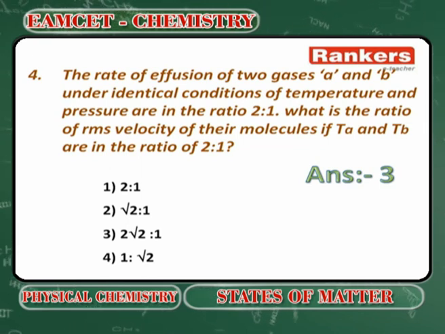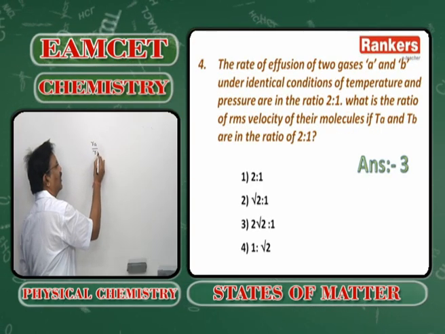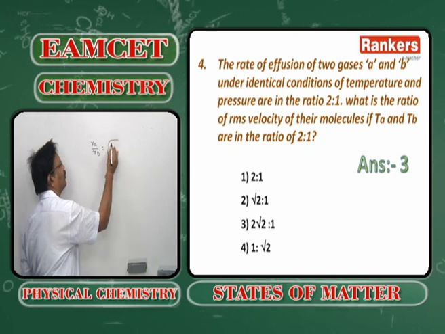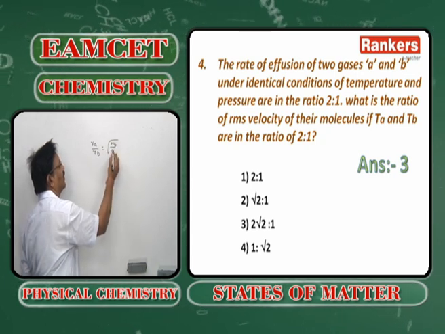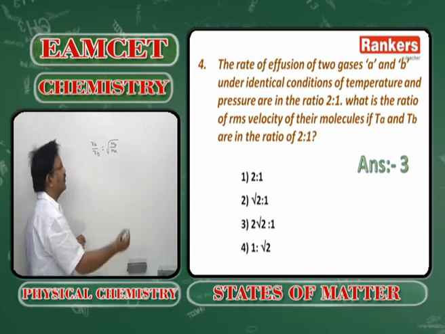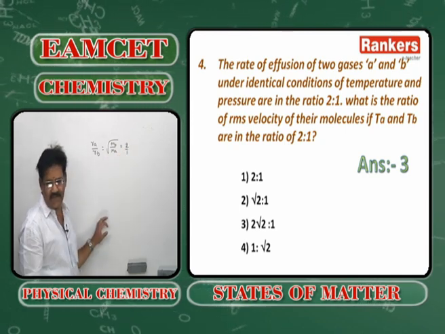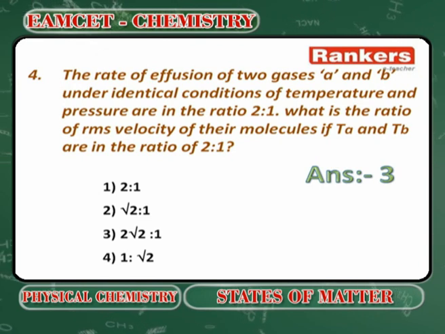So initially, what is given? The rates of effusion of two gases are given: RA by RB is equal to root of MB by MA, which is equal to 2:1. This is given. Now, what is the ratio of RMS velocities if TA and TB are in the ratio of 2:1?